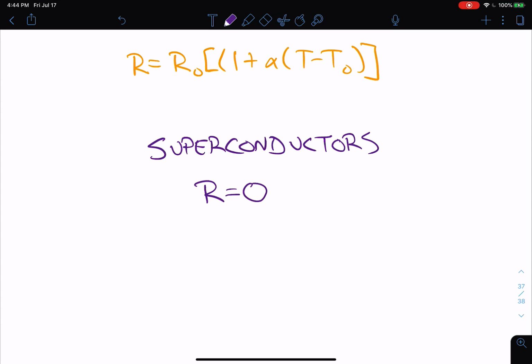The thing about superconductors is that materials that can be superconducting only become superconducting below a certain temperature. For example, lead becomes a superconductor at 7 Kelvin or less. So at 8 Kelvin, it's not a superconductor. It still has resistance. But at 7 Kelvin, 6 Kelvin, 5 Kelvin, it's a superconductor. It doesn't have any resistance.